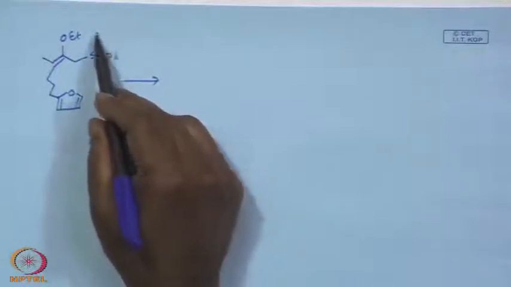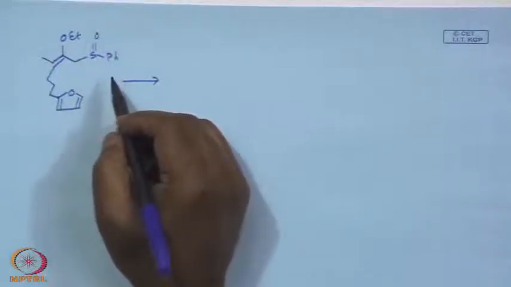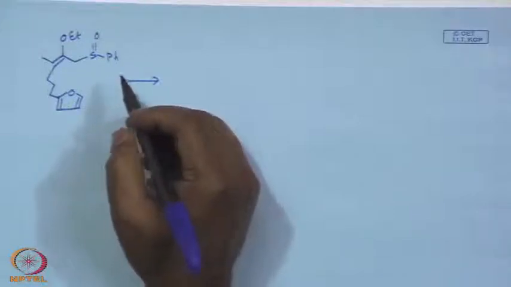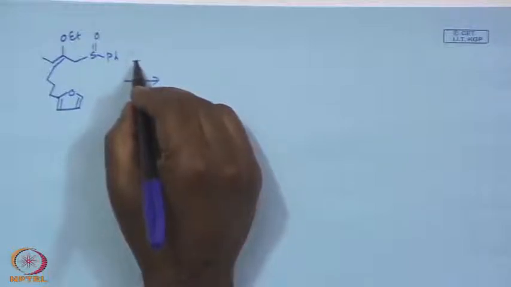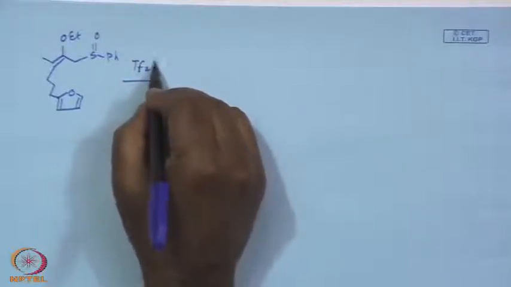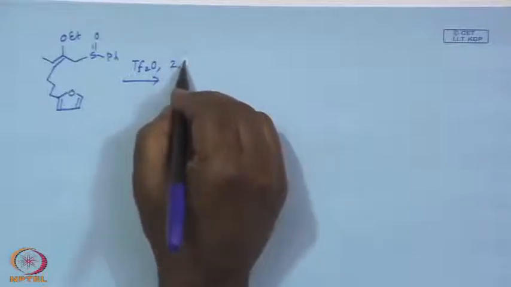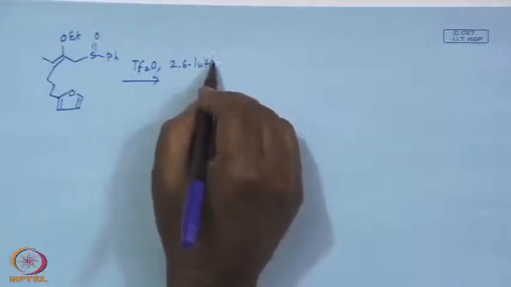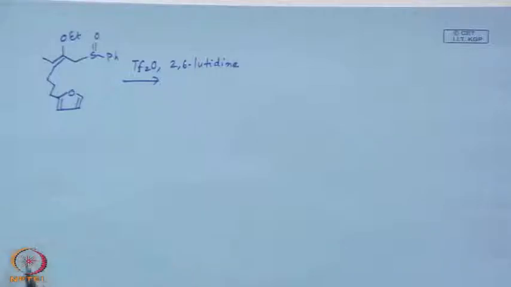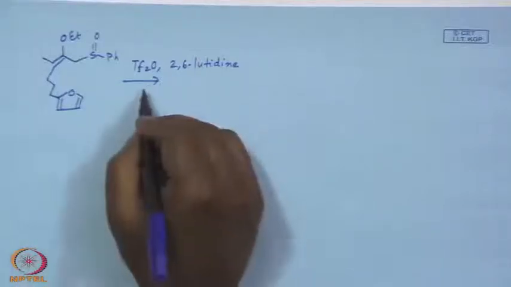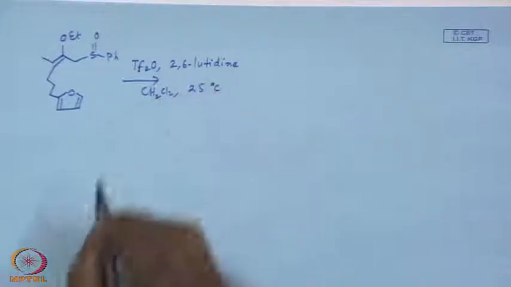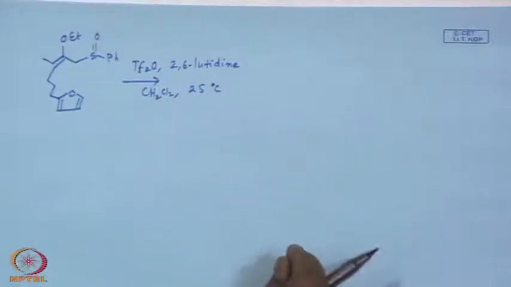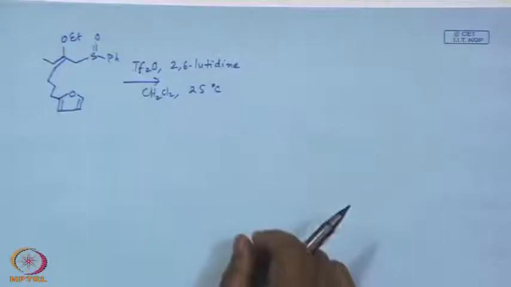what is the name of the functional group? Sulfoxide, and so that means a sulfone would not work. And it is triflic anhydride, and then 2,6-lutidine. What is it? 2,6-lutidine, and the solvent is methylene chloride. See here, you do not have any harsh conditions for the reaction, it is a kind of room temperature thing. Okay.